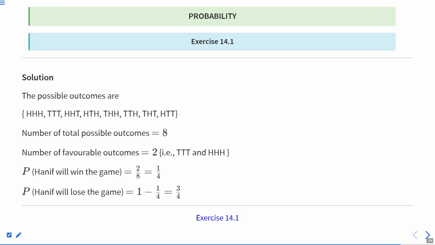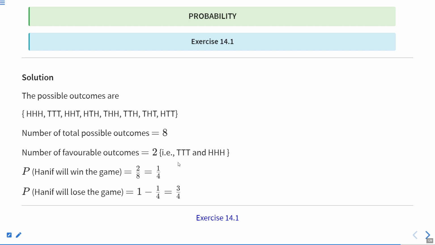So here the possible outcomes are head head head, tail tail tail, head head tail, head tail head, tail head head, tail tail head, tail head tail, and head tail tail. Okay, so number of total possible outcomes is equal to 8, and number of favorable outcomes is equal to 2, that is tail tail tail and head head head. So probability Hanif will win the game is equal to 2 by 8, that is equal to 1 by 4.